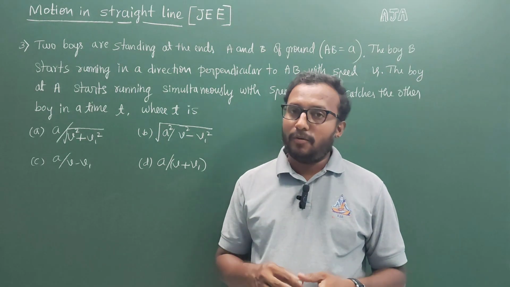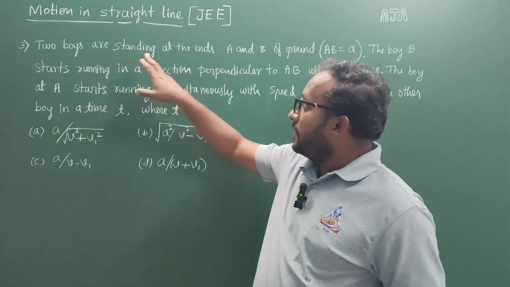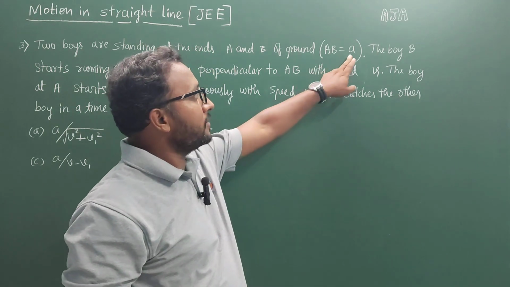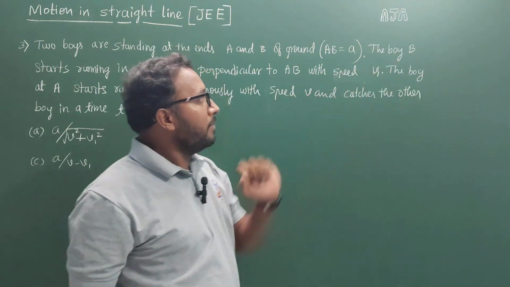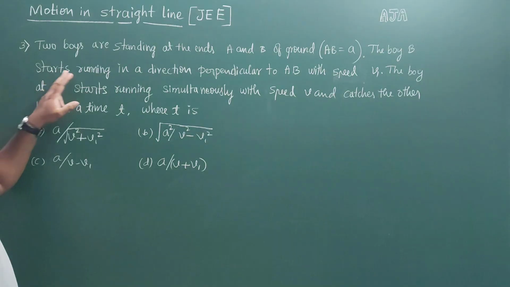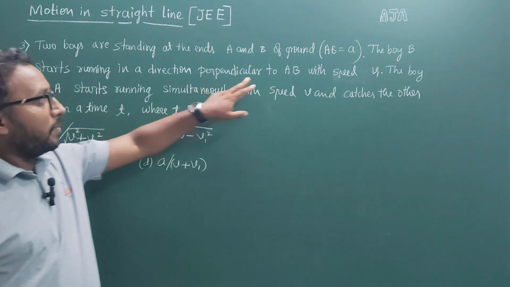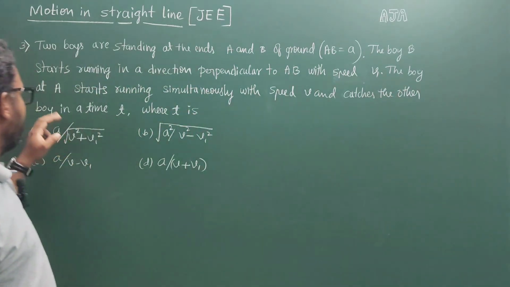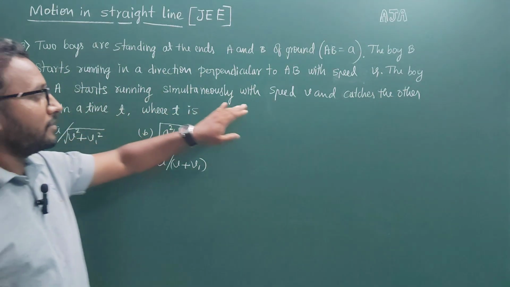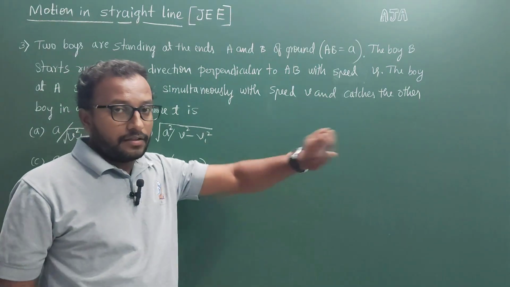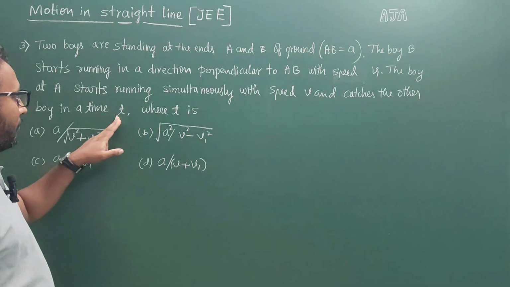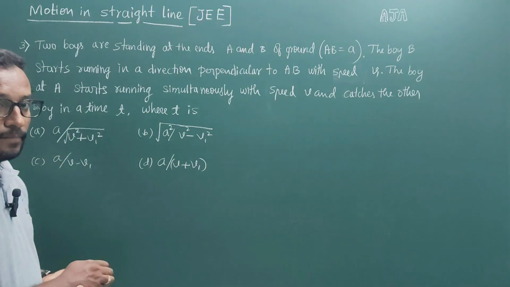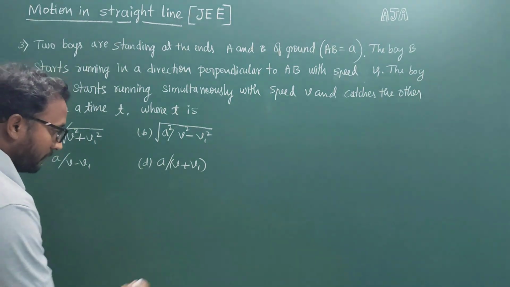Here is one more interesting problem. Two boys are standing at the ends A and B, where the distance between AB is nothing but small letter a. The boy standing at B starts running in a direction perpendicular to AB with a speed V1. The other boy standing at A starts running simultaneously with the speed V and catches the other boy. So time taken by this process is t, and we have to calculate the value of t, and the 4 options are given. So let us picturize this problem first.